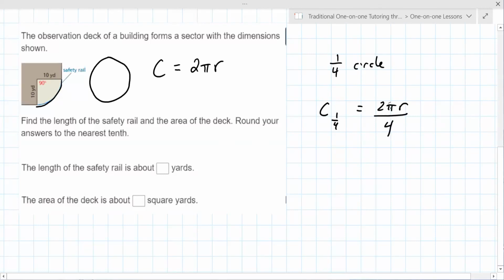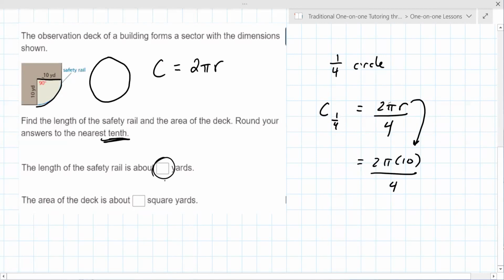Pi is not a variable. Pi is straight pi. The r is your radius. Your radius is 10. So in this problem, you just substitute your radius and use that Desmos calculator and go ahead and calculate it. It says to round to the nearest 10th, so 1 decimal place. Whatever you get there will be our answer for the first box.